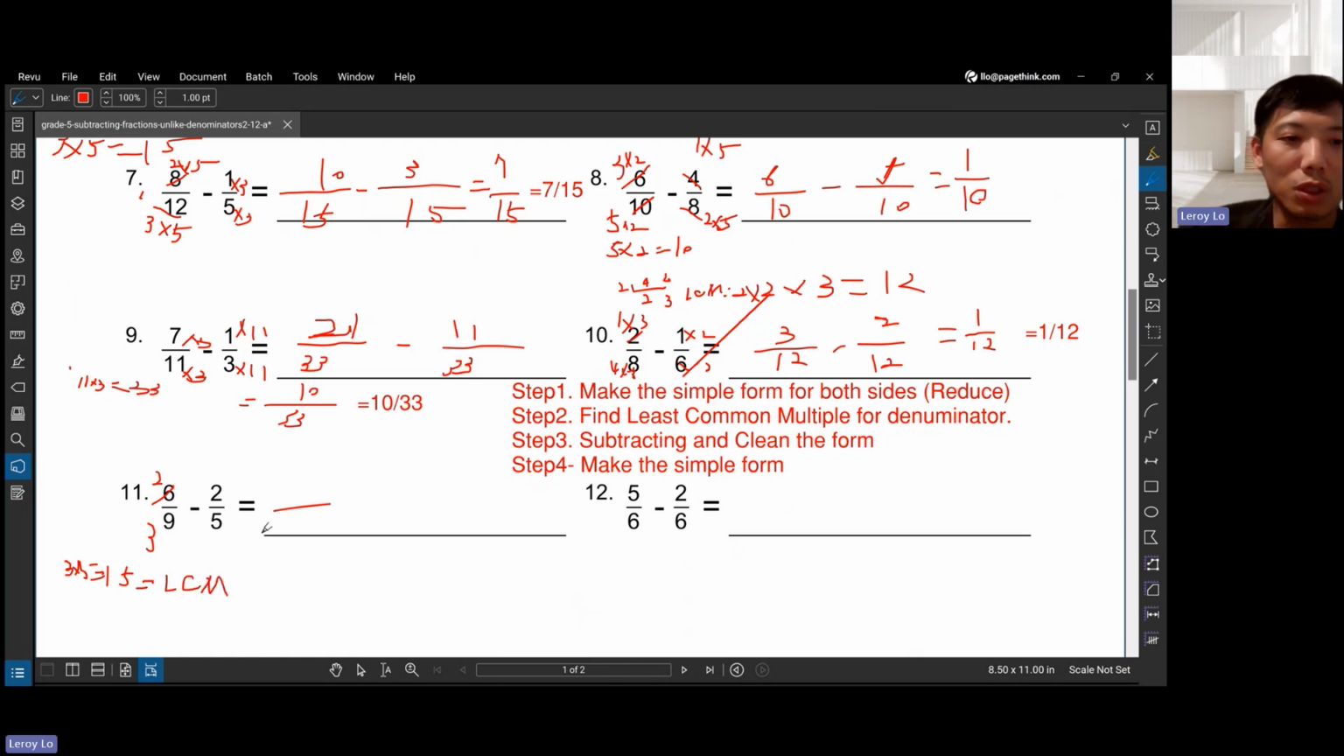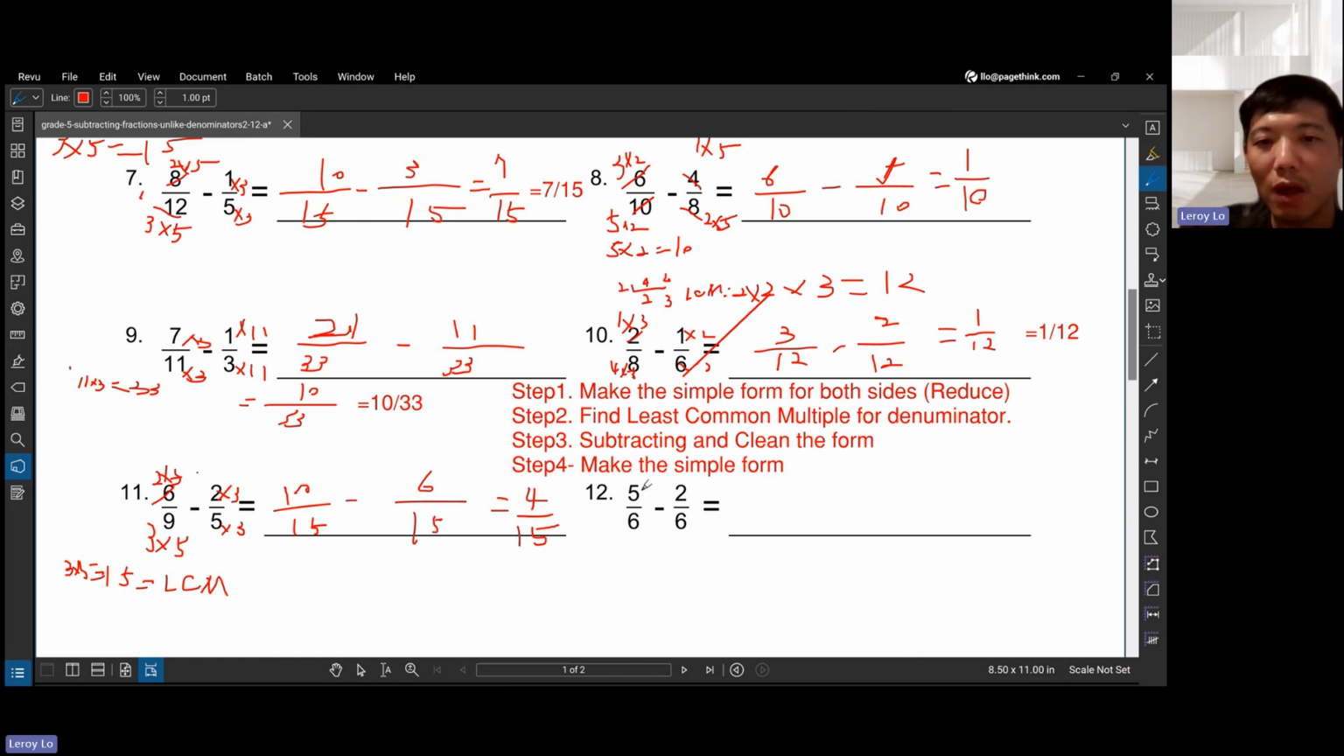So 2 over 3, we know 3 times 5 gives you 15. So 2 also needs to times 5. So 2 times 5 will give you 10. So minus 2 over 5, we know 5, how to get 15? We times 3. So 2 also needs to times 3. So it will be 4 over 15.